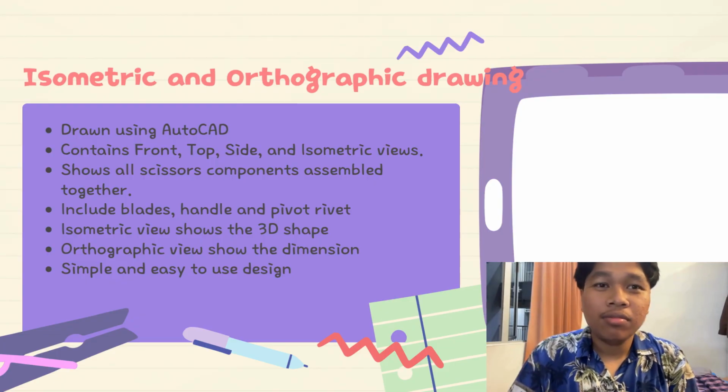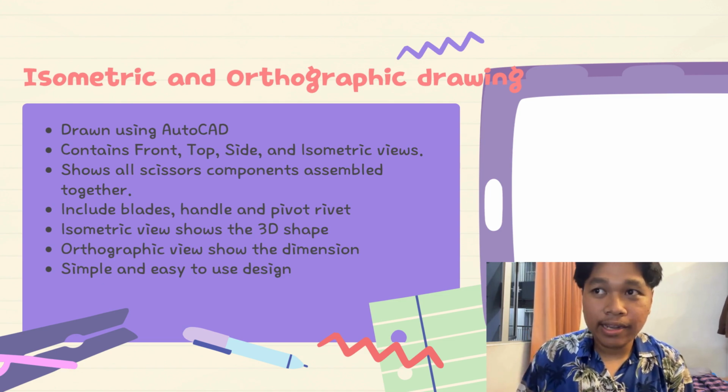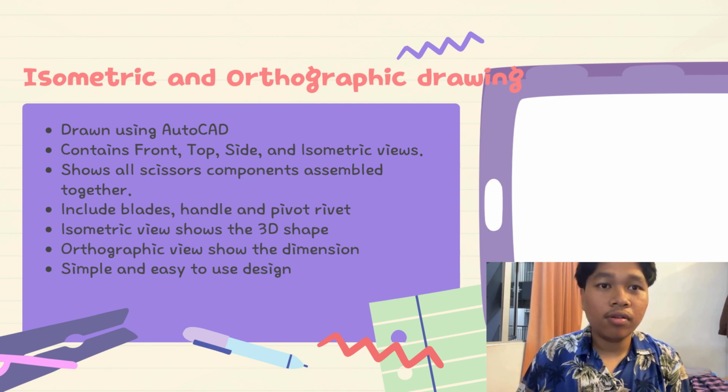Moving on to isometric and orthographic drawing. For my team, we are using the AutoCAD app. Inside it contains front, top, side and isometric views. It shows all the scissors components assembled together, which contain blades, handles and the pivot rivet. The isometric view shows the 3D shape model, and the orthographic view shows the dimensions of the object. We designed the scissors simple and easy to use.